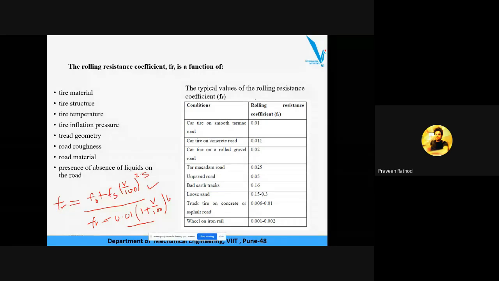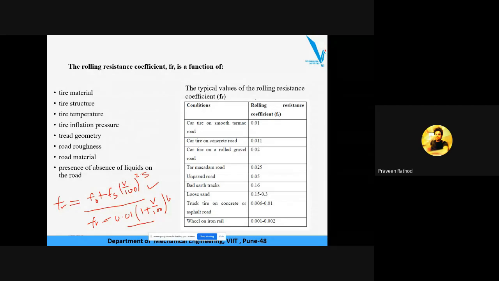You can use a similar formula for a tar road also, or there may be different equations for the tar road. Normally this equation is used for the concrete road, though you can consider it for a tar road also. So these equations can be used to calculate the force, the variation of FR, the rolling resistance coefficient, with respect to speed.